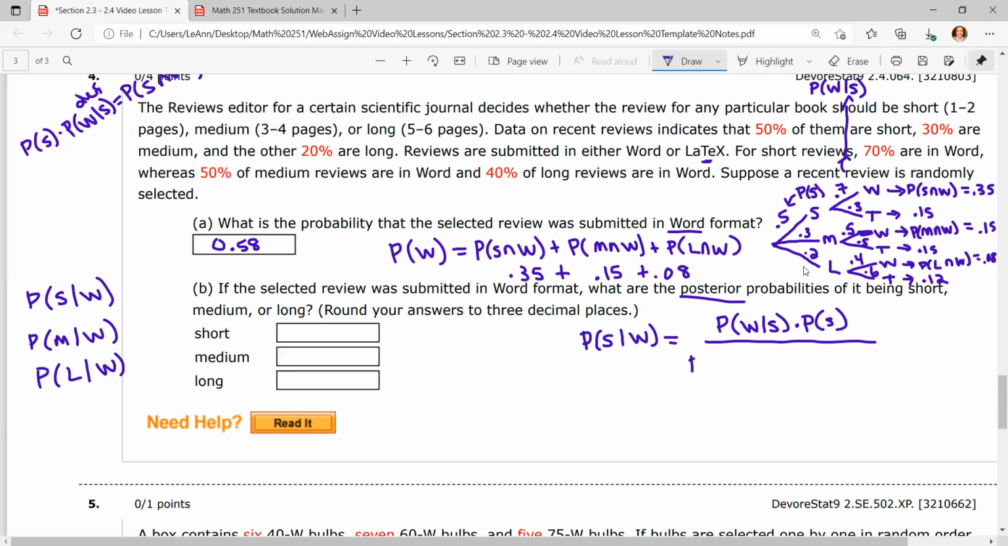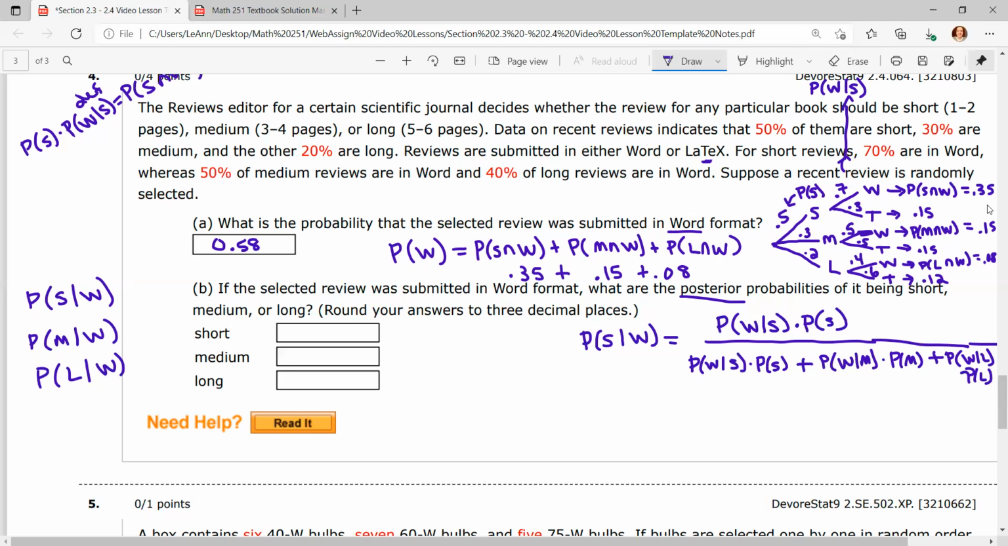So that's going to be probability of word given short times probability of short, plus probability of word given medium times probability of medium, plus the probability of word given long times probability of long. Okay, but we already know those different intersections we came up with, and we have those sums for each of those.